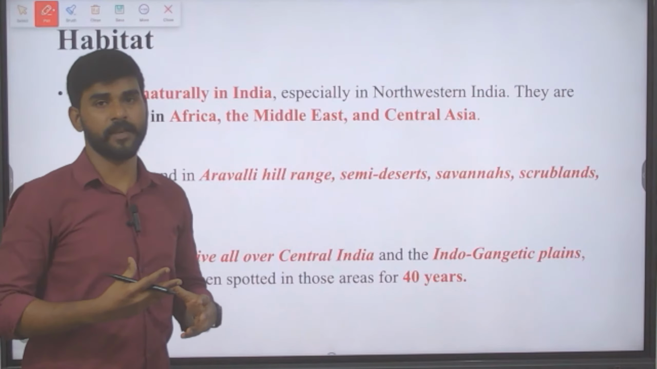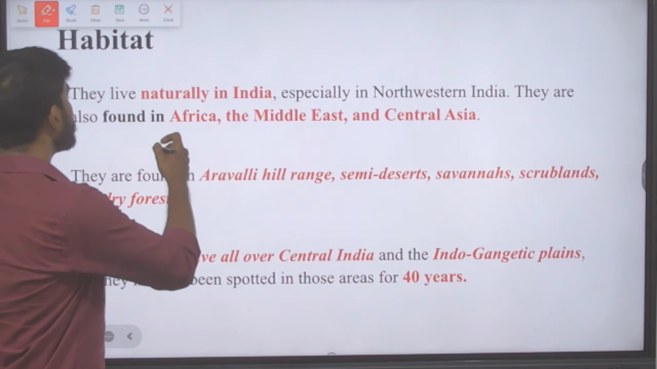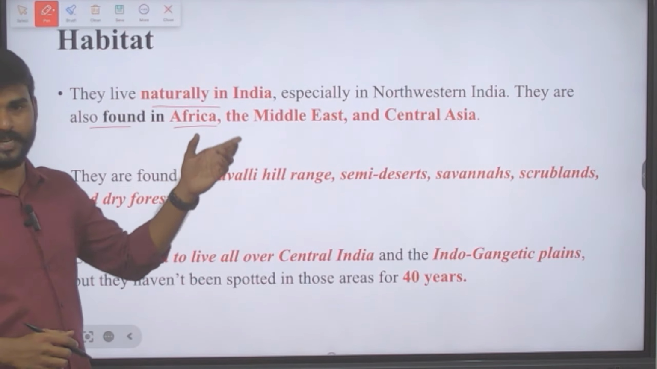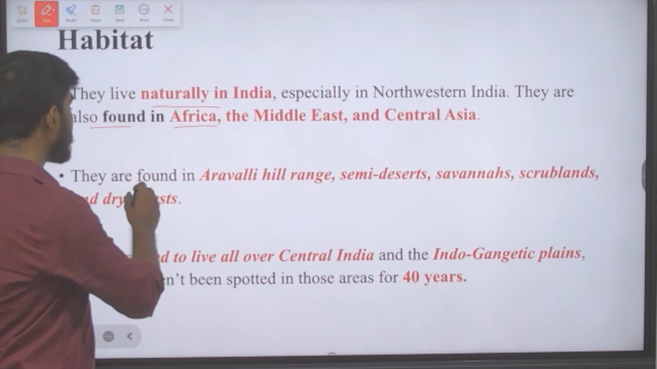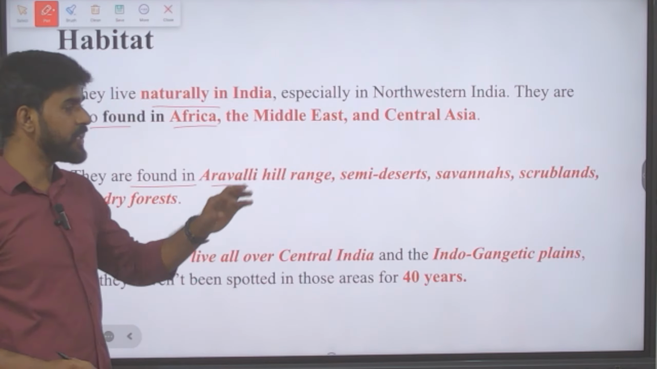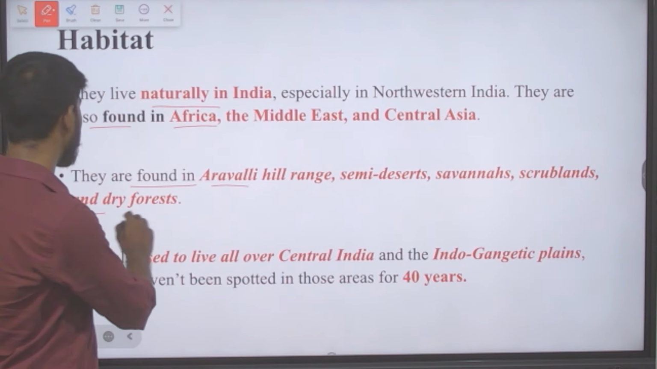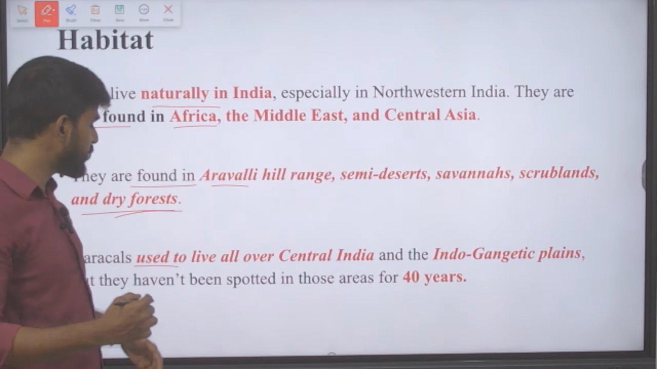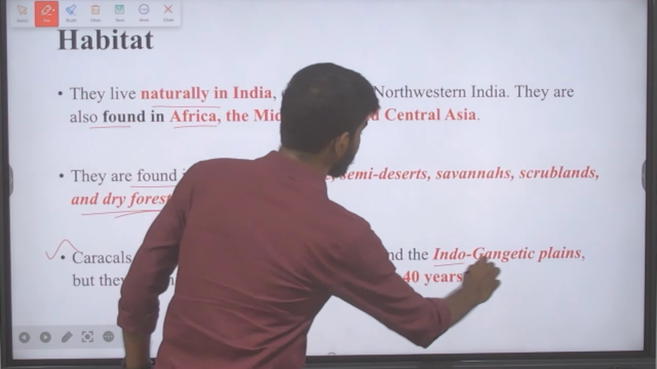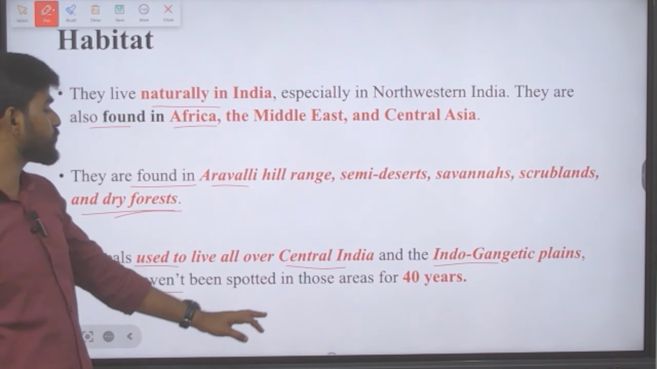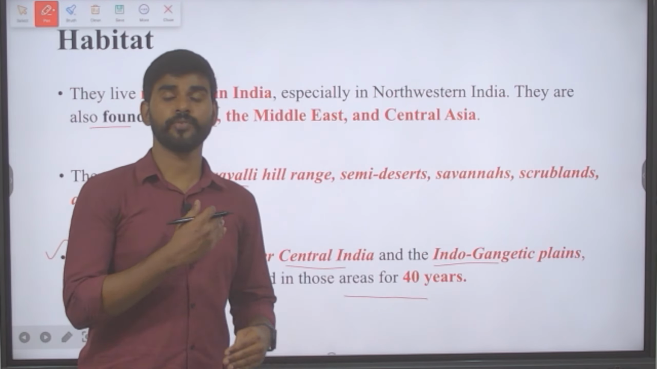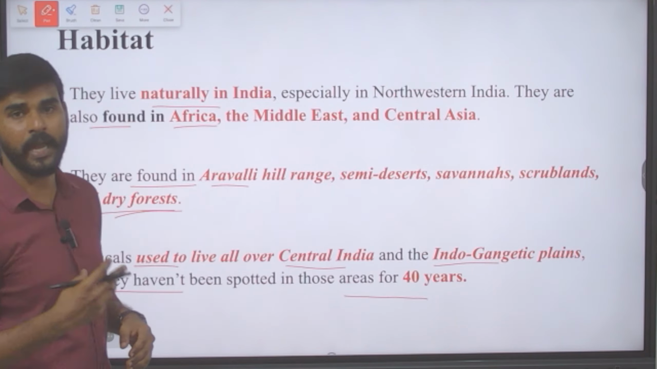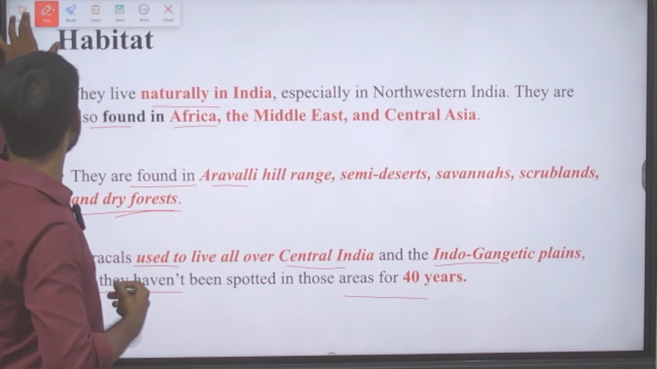Where can we find caracal? Its habitat. Okay, they live naturally in India, especially in northwestern part, and they are also found in Africa, Middle East and Central Asia, which we already discussed. And in India they are found in Aravalli hill range, semi-deserts, savannas, scrublands and other dry forests. Earlier they used to live all over the central India and Indo-Gangetic plains, but they haven't been spotted in those areas for 40 years. So their population is slowly declining. Okay, so this is what we need to know, and that is the reason why we need to take conservation efforts.